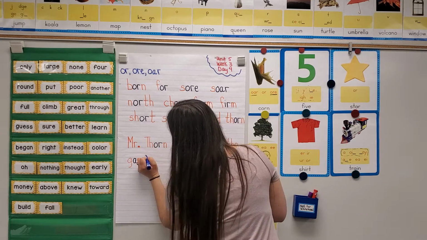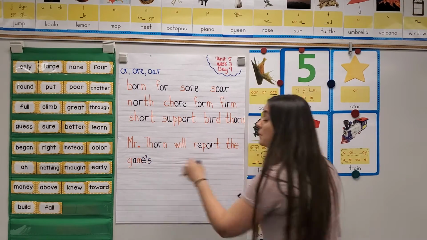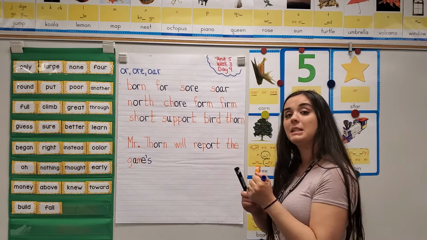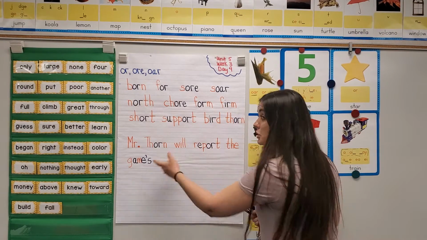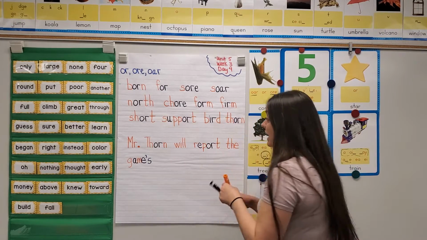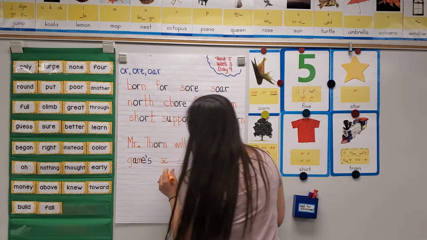So Mr. Thorn will report the game. We're going to have an apostrophe and then an S, and then it becomes the word game's. Since it's an apostrophe S, it means that something belongs to the game. So Mr. Thorn will report the game's. Maybe you can guess what the game is going to have.